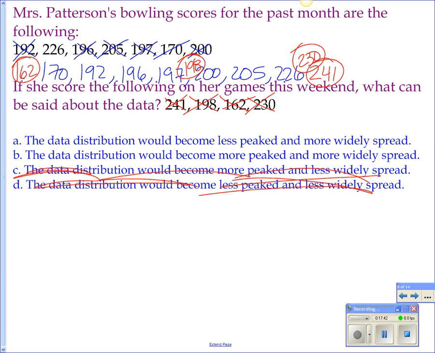I added things to the end. Now the peak is going to be in the middle. Think about a mountain peak. The peak of a mountain is in the middle. Did we add anything in the middle? Yes, so we also make it more peaked. We also added stuff to the top of the mountain. So we added stuff to the ends. We spread it out. And then we added stuff to the middle to make it more peaked. Okay? All right.